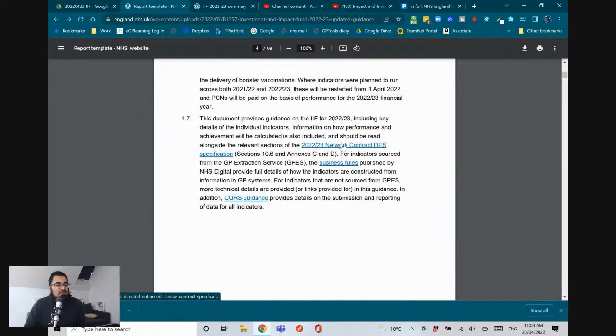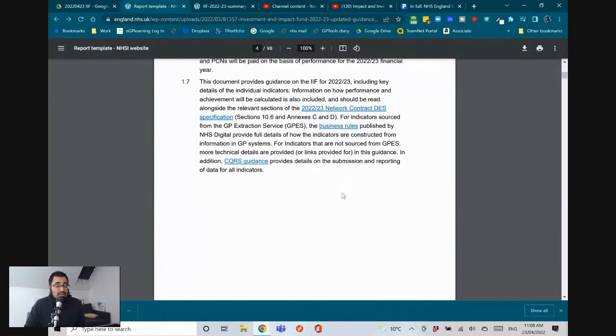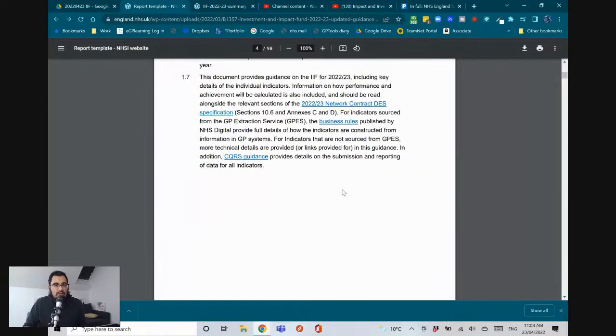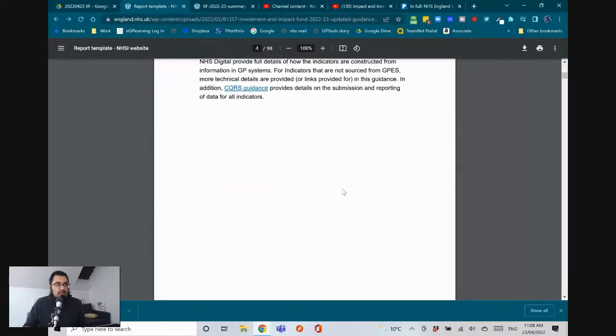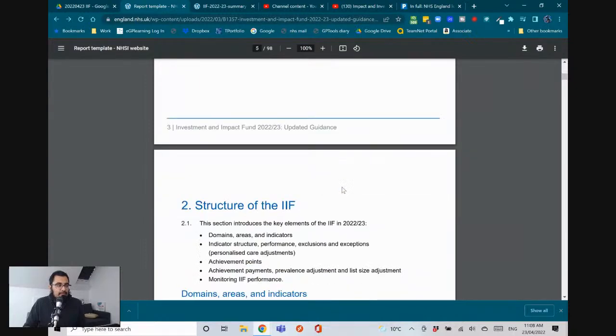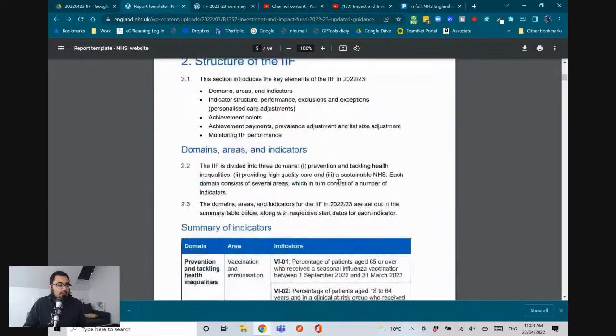Then it talks about the various different aspects of the contract itself and what you need to be aware of, and where the extraction sources are coming from. That's really important to note, because there's no point doing all this work and storing it on a system that is then not used effectively by NHS England to mark whether or not you have achieved those payments, because a lot of these are based on whether you have improved or changed things, and you have to have the data correct to do that.